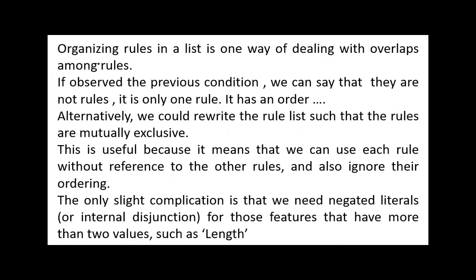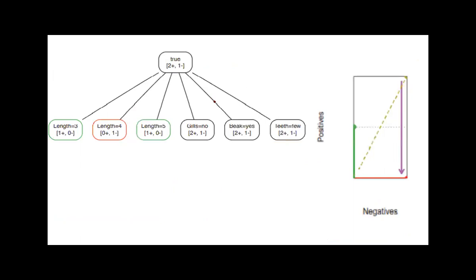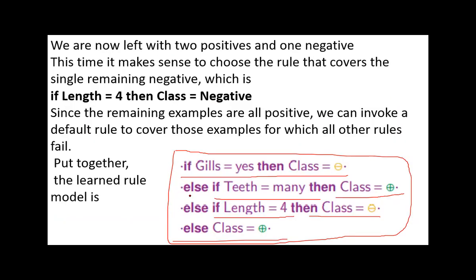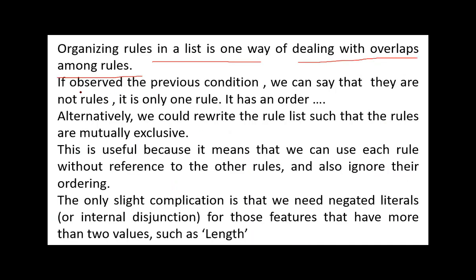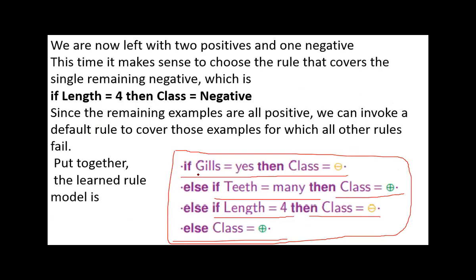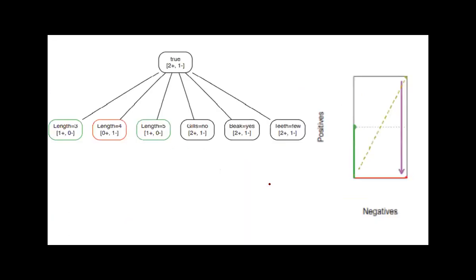Organizing rules in a list is one way of dealing with overlaps among rules. See, this is one rule, but we want a list of rules, my dear friends. If you observe the previous condition, we can say that they are not rules. It is only one rule, and it has an order. What is the order? First it checks gills, and then it checks teeth. So this is the order.